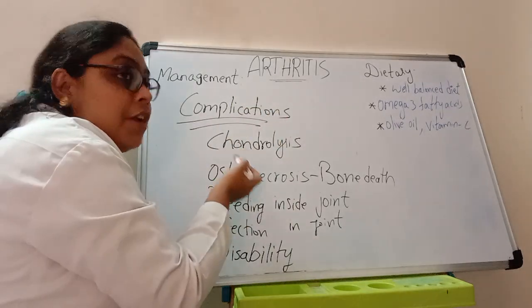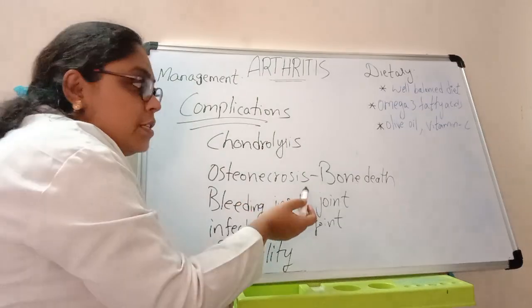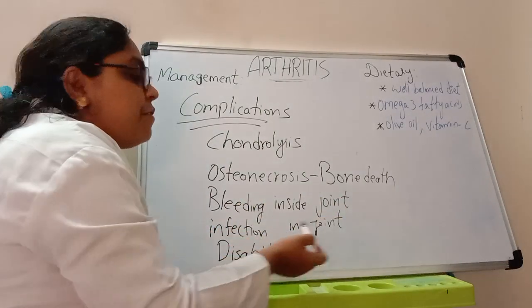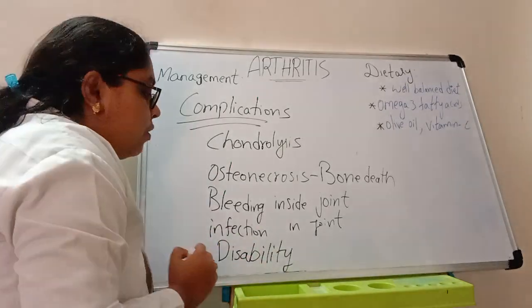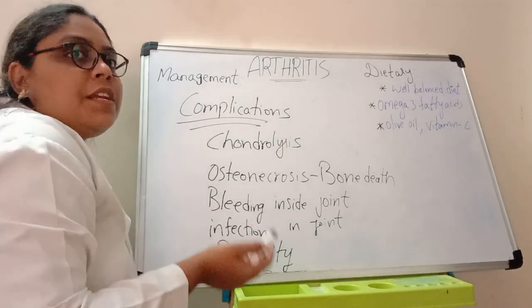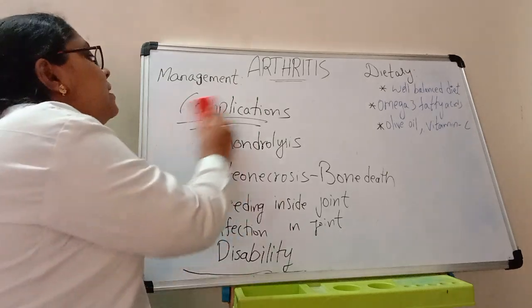You can see this chondrolysis, that is rapid breakdown of cartilage, and osteonecrosis, bone death. Next they may see bleeding inside the joint, and next infection in the joints, and also loss of ability. These are the complications seen in arthritis. So what is the prevention? You can say to the clients to stay active.